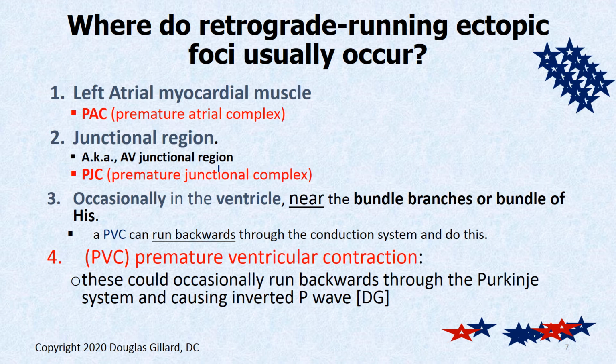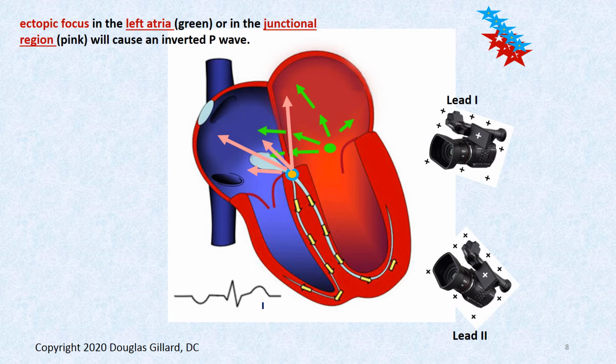Occasionally, you could get ectopia in the ventricles that runs backwards. So occasionally, you can get ectopia in the bundle branches, or in the bundle of His, or even in the ventricles themselves, something called a premature ventricular contraction, which we're not going to get to. But those can run backwards through the Purkinje system up to the AV node, and they can make a P wave go backwards.